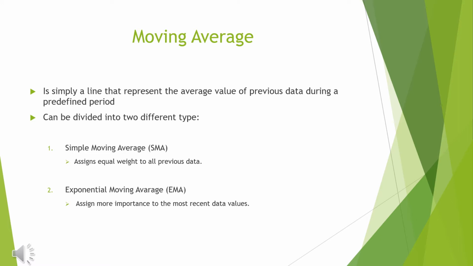It can be divided into two different types, which are simple moving average, also known as SMA, and exponential moving average, also known as EMA. While the SMA assigns equal weight to all previous data, the EMA assigns more importance to the most recent data values.